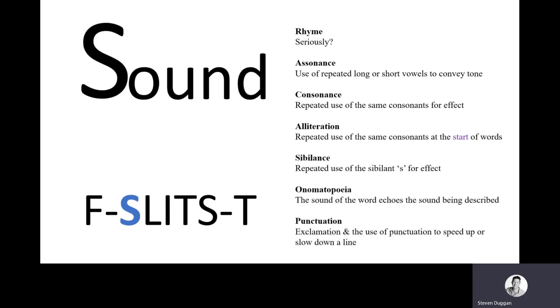A couple of other things you'll come across: sibilance, which is just the repeated use of the sibilant S sound, again for effect. Onomatopoeia, which I'm sure you all know, and good luck if you're trying to spell it correctly in the exam. It's something I still struggle with. And then lastly, something which also controls sound, which is the use of punctuation, whether that's the use of an exclamation or just the use of punctuation to either, again, slow down or speed up a line to help convey the tone.